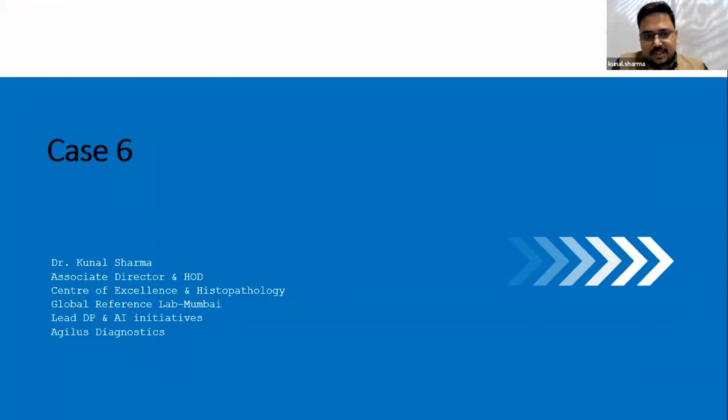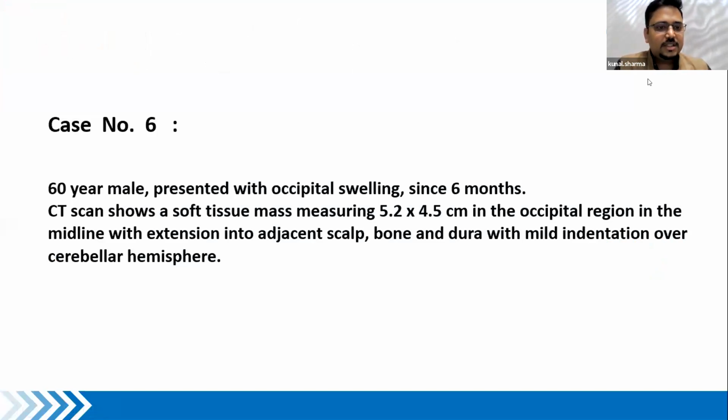Okay, so this is also a very interesting case. We got this from our friends at Mahavir Cancer Hospital in Patna, and this had multiple diagnoses, as I will share with you. This was a 60-year-old male patient who presented with occipital swelling of 6 months, and CT scan showed a soft tissue mass measuring 5.2 by 4.5 centimeters in the midline occipital region, with extension into adjacent scalp, bone, and dura, with mild indentation over the cerebellar hemispheres. So this shows that this was a clinically and pathologically aggressive disease.